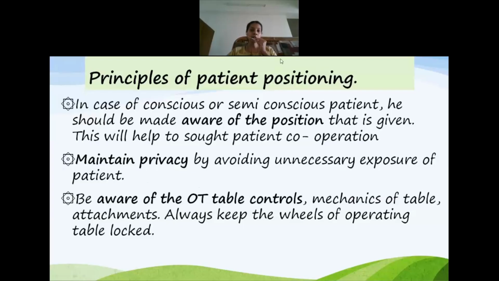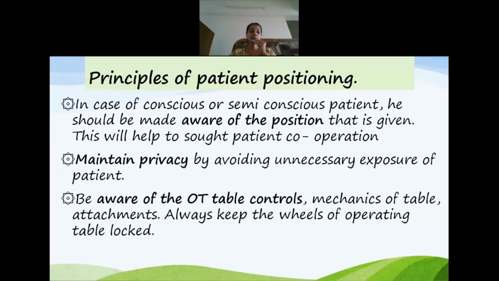The next is, always try to maintain the privacy by avoiding unnecessary exposure of the patient. Whenever you are giving any position, see that you are maintaining the privacy of the patient. Don't expose the patient unnecessarily.